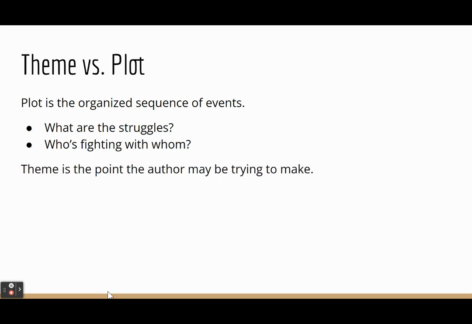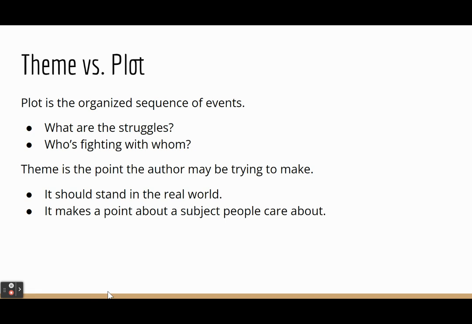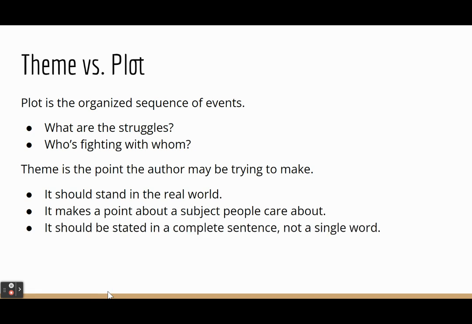Theme is the point the author may be trying to make. Theme should stand in the real world. The theme of the novel is not about the events in the novel. The theme of the novel is what the events in the novel illustrate about our world in the year of our Lord 2023. It makes a point about a subject people care about, and it should be stated in a complete sentence, not a single word. It makes a point. It is not the subject of the novel, it is the point about that subject.